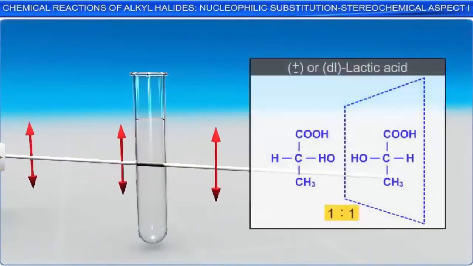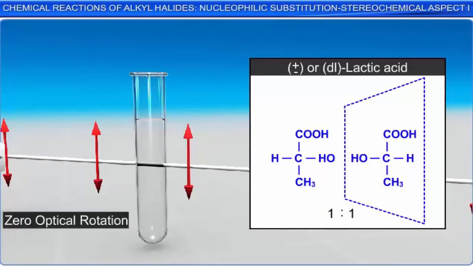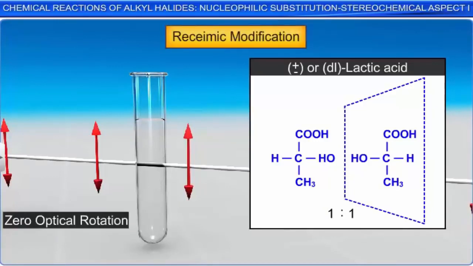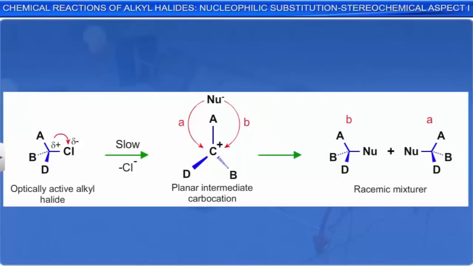If a mixture contains equimolar proportions of enantiomers, then it shows zero optical rotation. Such a mixture is known as racemic modification. A racemic mixture is represented with the symbol DL or plus minus before the name of the compound. The process of the formation of an equimolar proportion of an enantiomeric mixture from an optically pure compound is known as racemization.